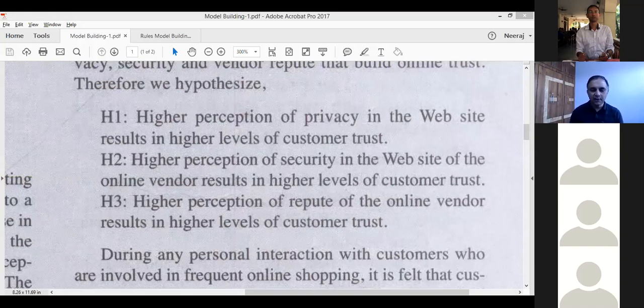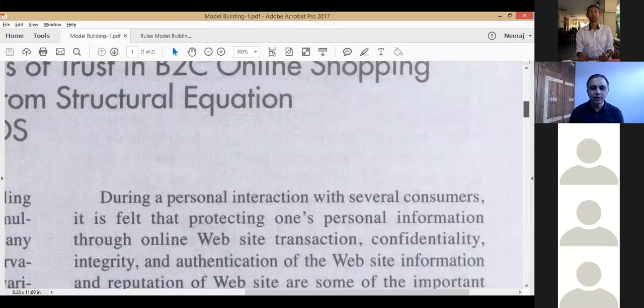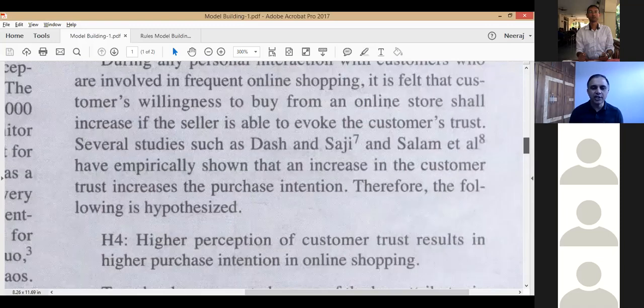So in the 3 hypotheses, we have total 4 variables. Please see. Are you able to identify perception of privacy, perception of security, perception of repute? And the 4th variable is customer trust. 3 hypotheses, 4 variables. Let's go ahead. This section is complete. This section was about the antecedents. Now let's talk about the consequences.